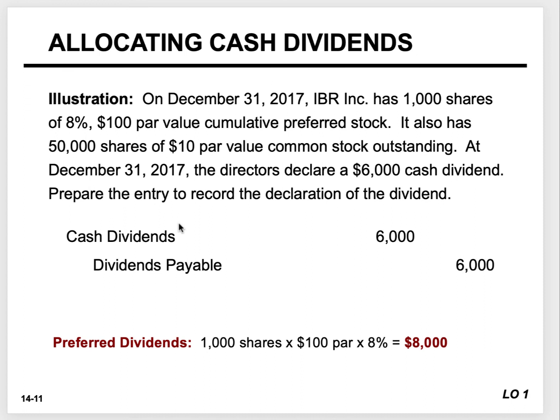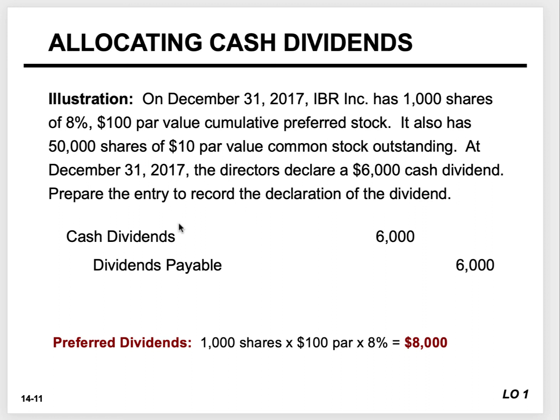So let's look at it this way. We're going to allocate the cash dividend. It's a different example, but that's okay, we're still going to work through the logic. On December 31st, 2017, IRB Incorporated has 1,000 shares of 8%, $100 par value cumulative preferred stock. If you're asking yourself how do I know if it's cumulative or not, we will tell you. The corporation will tell you that this is cumulative, because not all preferred stock is cumulative.